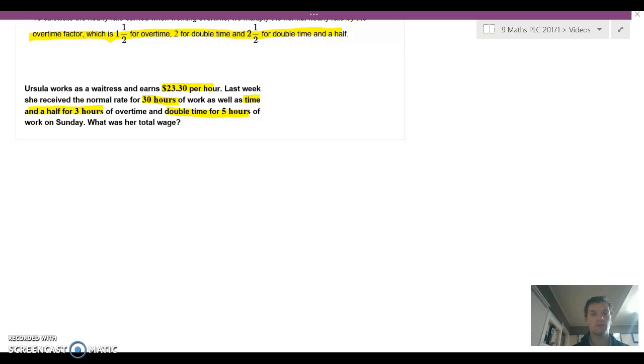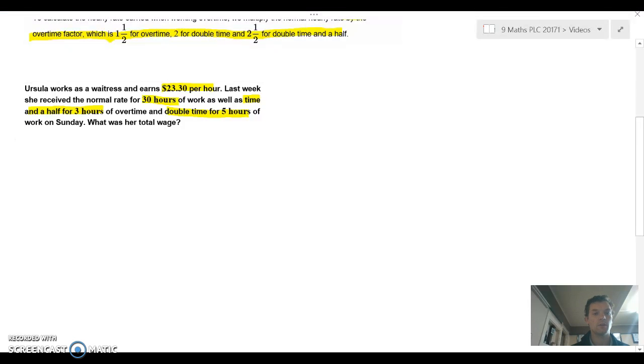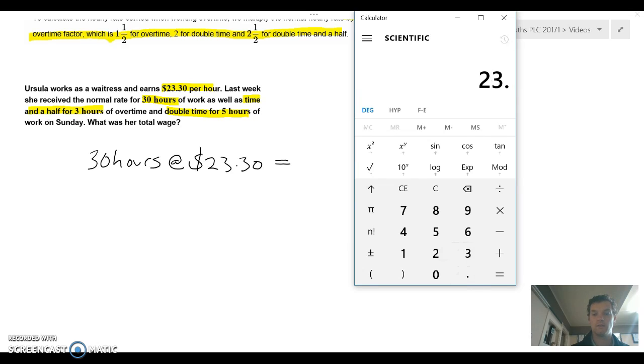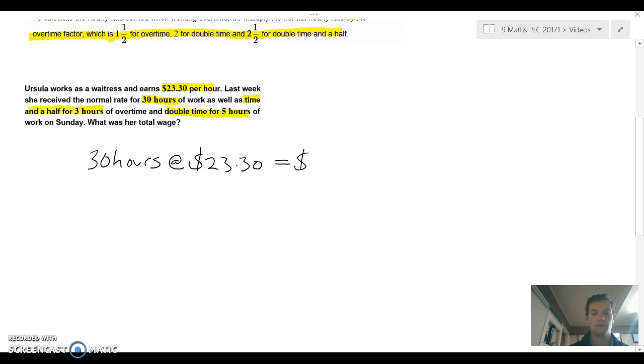To start with, we're going to work out the first part: $23.30 per hour for 30 hours. So she's worked 30 hours at $23.30. We simply take the $23.30 and times that by 30. So she's earned $699. What we've done now is calculated the normal rate of pay that she's received.